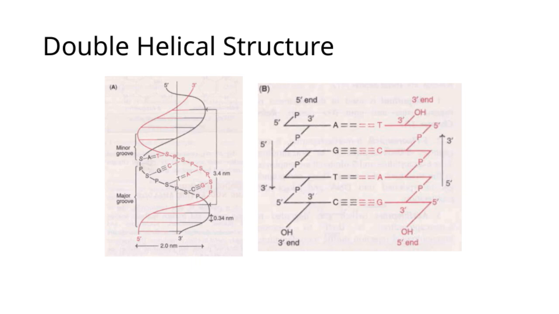The helical structure not only provides stability, but also allows for the compact storage of vast amounts of genetic information within the nucleus. Understanding this structure helps us see how genetic information is maintained and passed on, which ties directly into the broader theme of how life is genetically encoded and inherited.